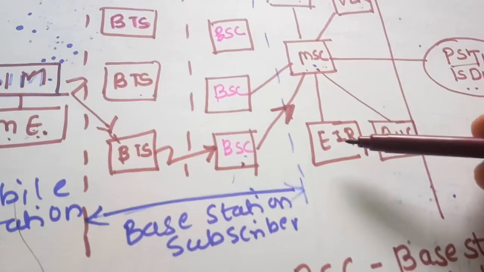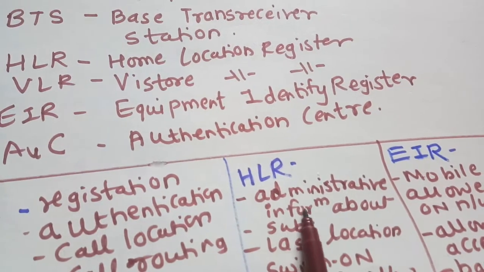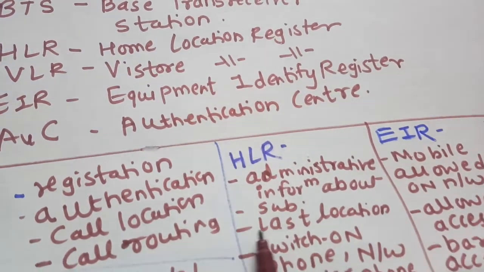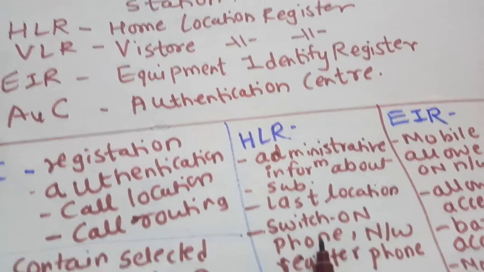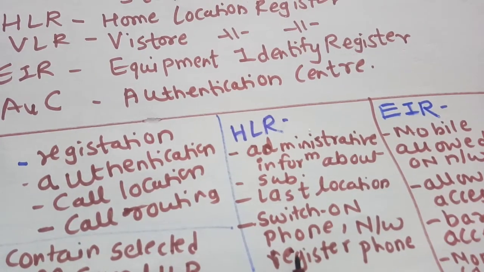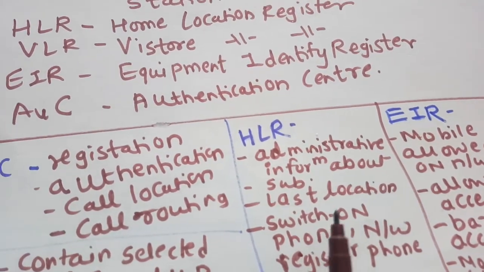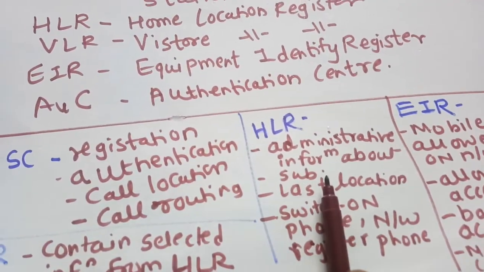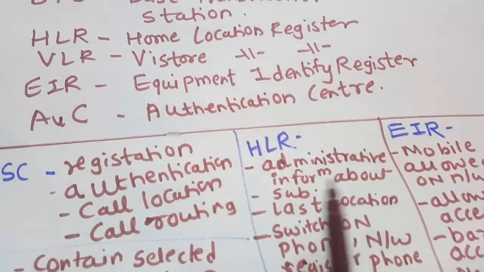Then the EIR. What is the role of the HLR? Administrative information about the subscriber is stored in the HLR. The last location is registered when the phone is switched on, and the network registers the phone location. That is the role of the HLR. The VLR has the same kind of information, but about visitors' mobiles, and the HLR contains the information about its own network's mobiles.